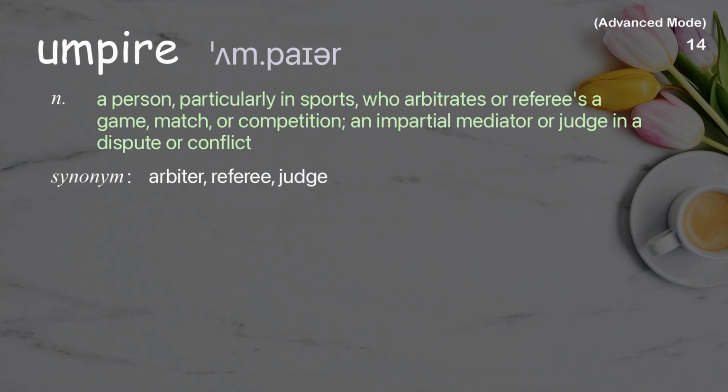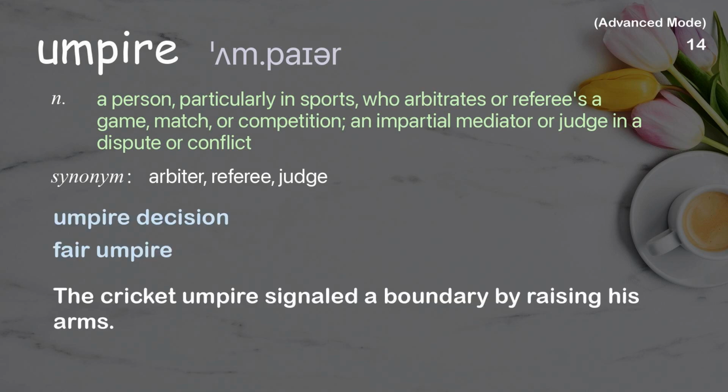Umpire. A person, particularly in sports, who arbitrates or referees a game, match, or competition, an impartial mediator or judge in a dispute or conflict. Examples: Umpire decision. Fair umpire. The cricket umpire signaled a boundary by raising his arms.